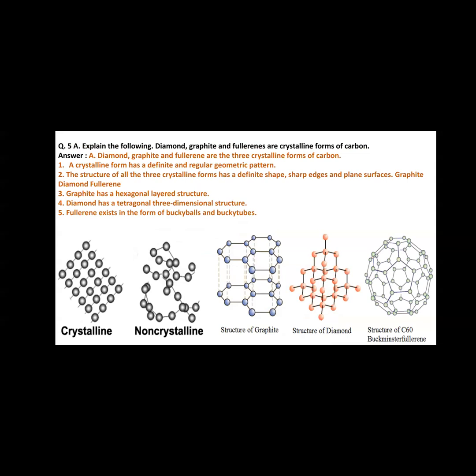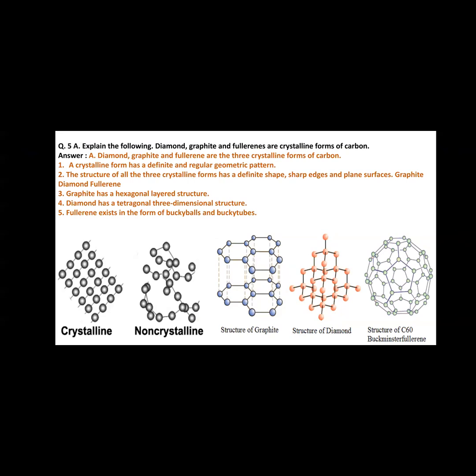Question number 5a. Explain the following. Diamond, graphite, and fullerenes are crystalline forms of carbon. Why do we call diamond, graphite, and fullerenes crystalline forms? Diamond, graphite, and fullerenes are the three crystalline forms of carbon. First, a crystalline form has a definite and regular geometric pattern.